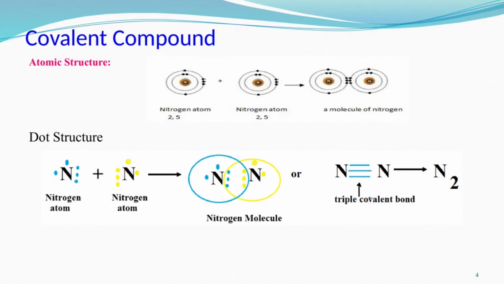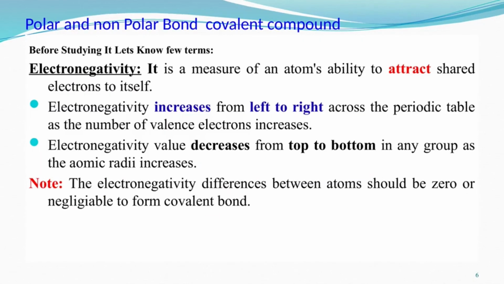Is it clear? Okay. Now, if you move to the next slide, you can find what is meant by polar and non-polar bonds, or polar covalent compounds and non-polar covalent compounds. Here, the same thing which I have told is written, so it will make it easy to write from there.